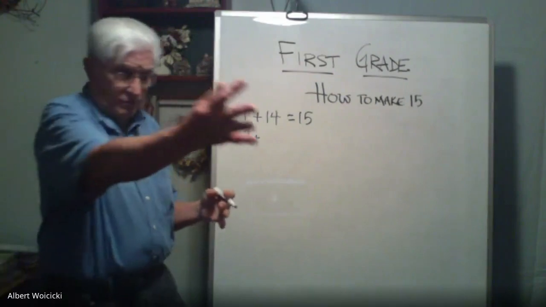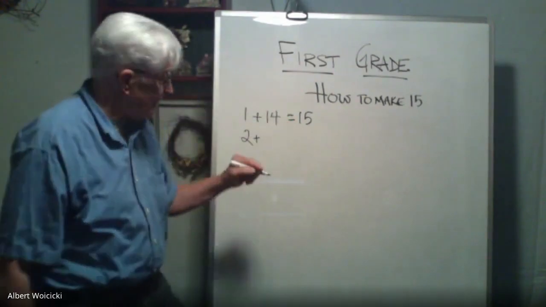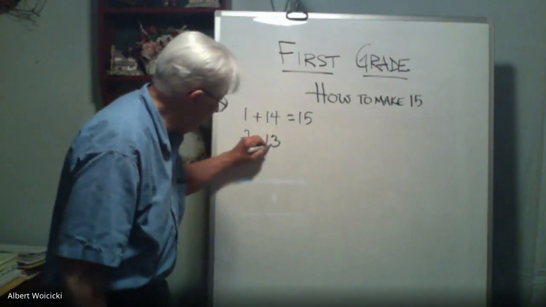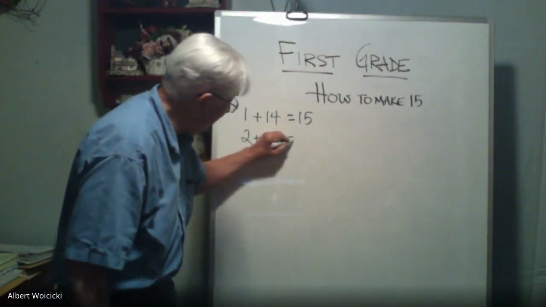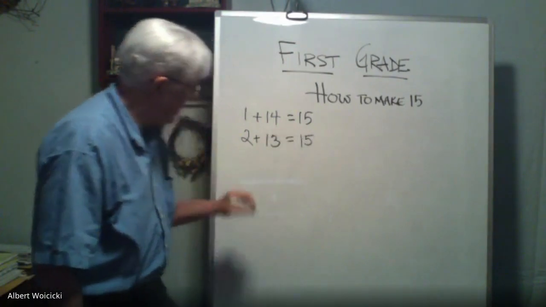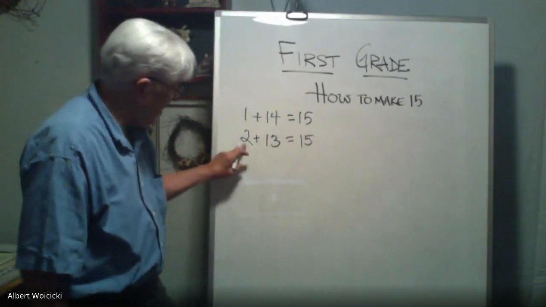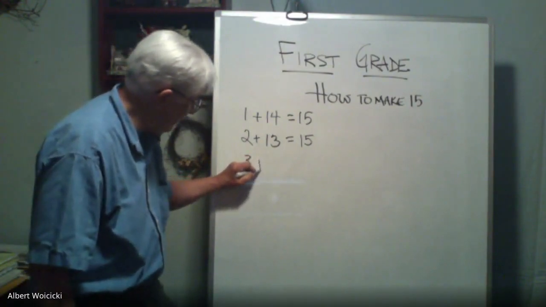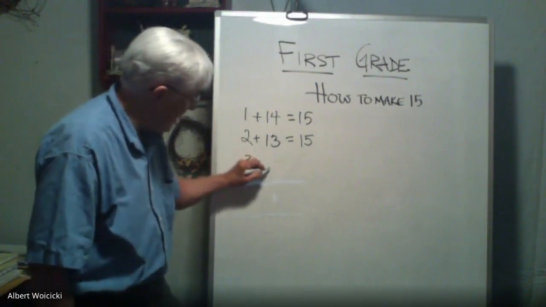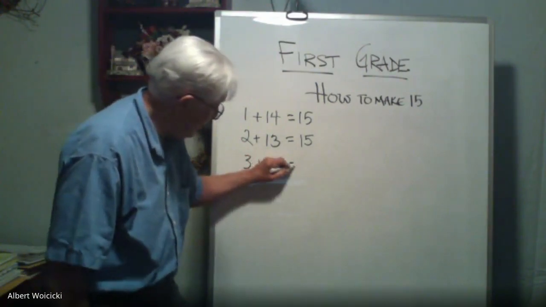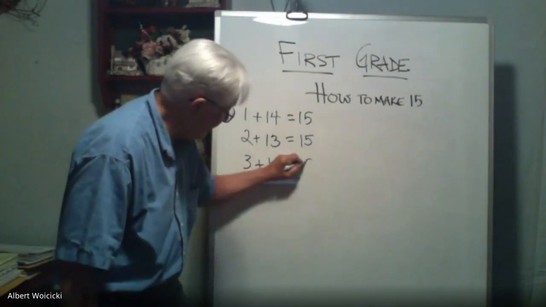Well, Sally, yes, that's right. It decreases to 13. So let them put this down. It still equals 15. So now what happens when I increase this again? I'm going to increase this to 3, but 3 now is going to be added to 12. And that equals 15.